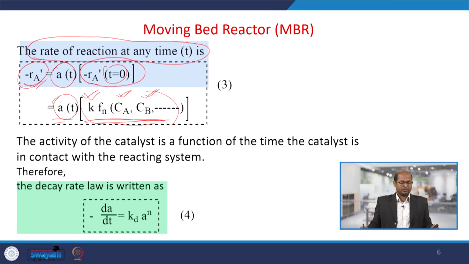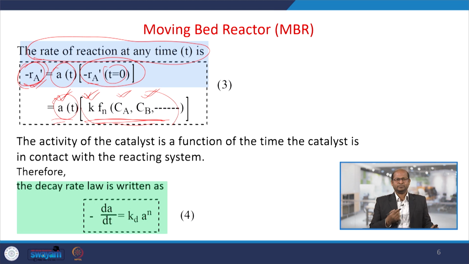So, now these are the two terms we have to find out: the rate of the reactions for the reactions we are going to conduct in a moving bed reactor, and the activity or deactivation kinetics for this particular system. Then we can put both here, the overall rate for the system can be known, and then we can replace it in the design equation.